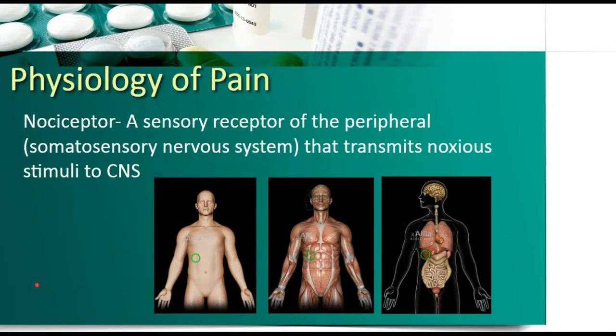Pain sensation is mediated by pain receptors or nociceptors. It is a sensory receptor of the peripheral somatosensory nervous system that transmits noxious stimuli to the CNS, which are present in our skin, superficial tissues, and virtually all organs except the brain. These receptors are essentially the nerve endings of so-called first-order neurons in a pain pathway.